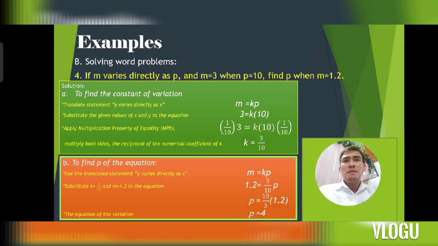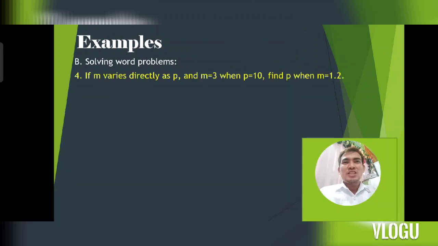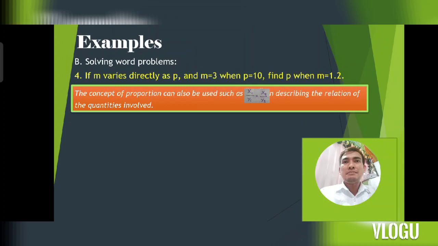Alright, so maybe you would ask this question, is there any other way of solving this problem? Well, of course, there is. Because actually, there are too many ways on how to solve this kind of problem. So I'm gonna give you this other way. Okay. So we have here the same problem. The concept of proportion can also be used in this problem such that x sub 1 over y sub 1 is equal to x sub 2 over y sub 2 in describing the relation of the quantities involved.